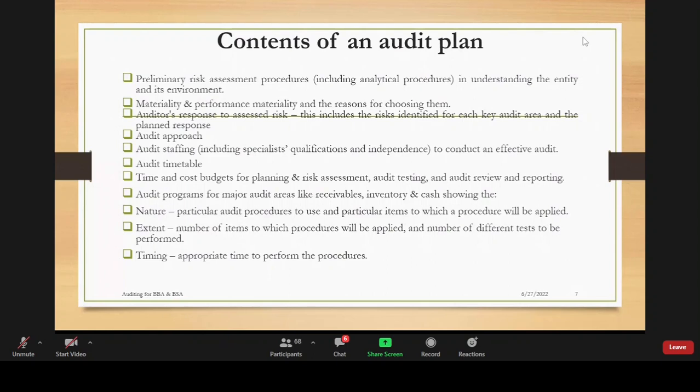Then there's also an element of independence. You have to confirm that all the people you have on your audit team are independent of the staff of the audit client. For example, I'll give you this example.